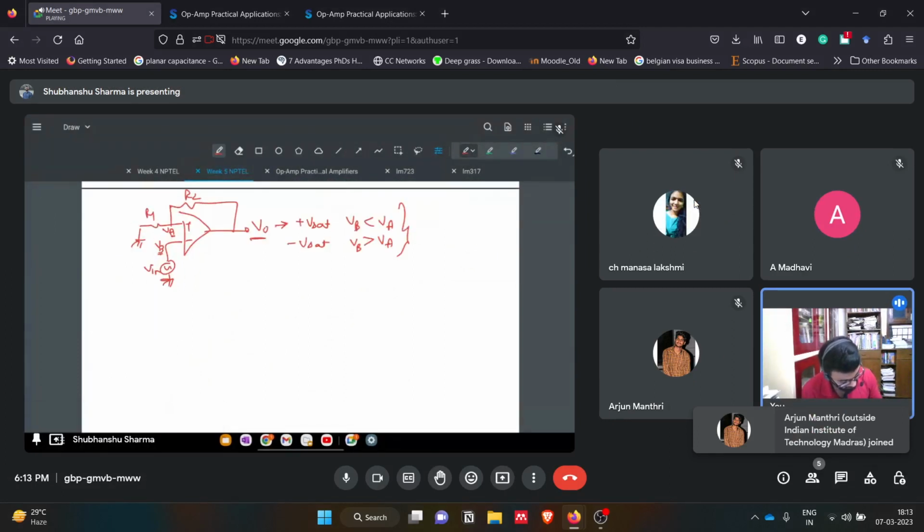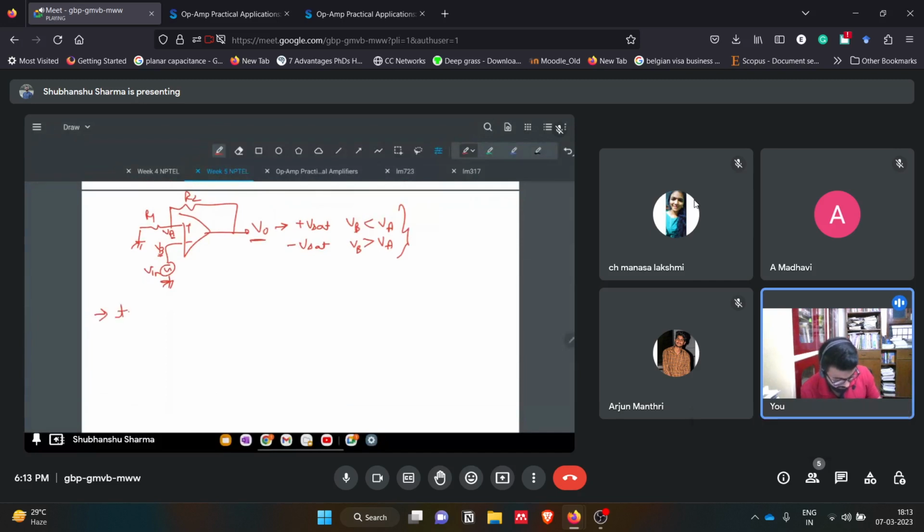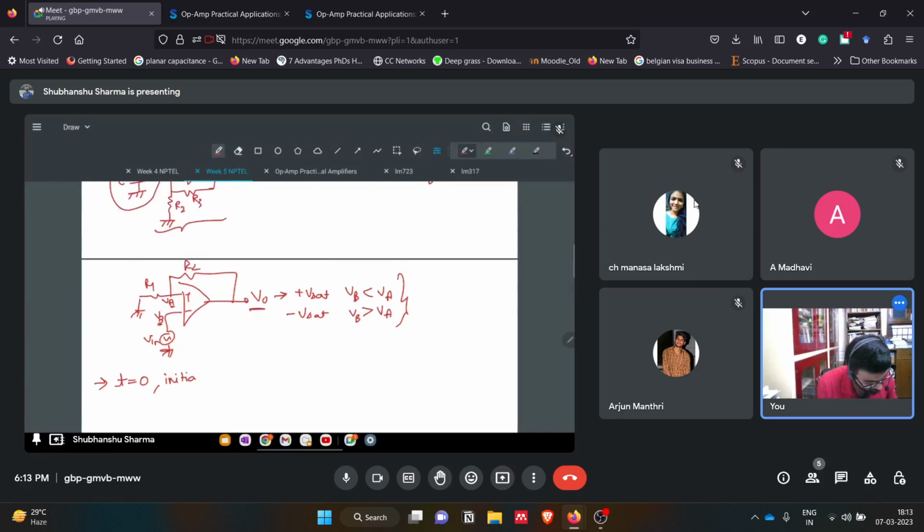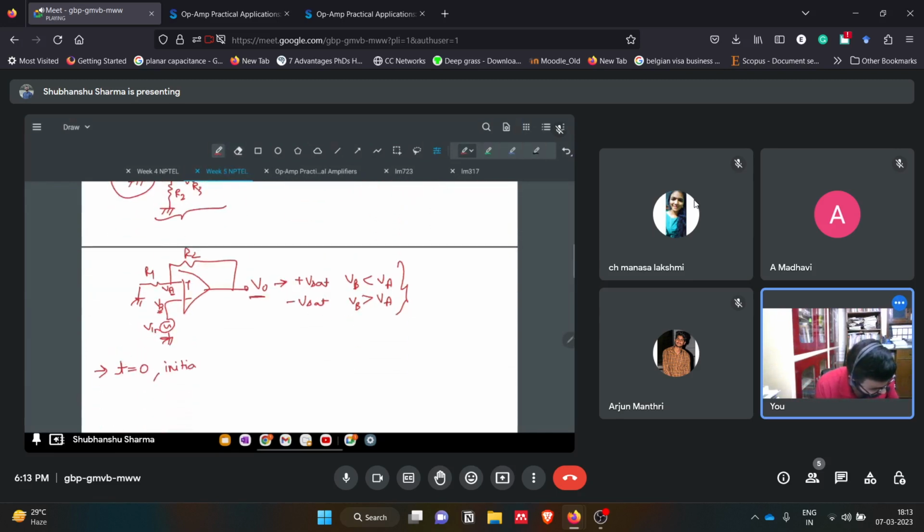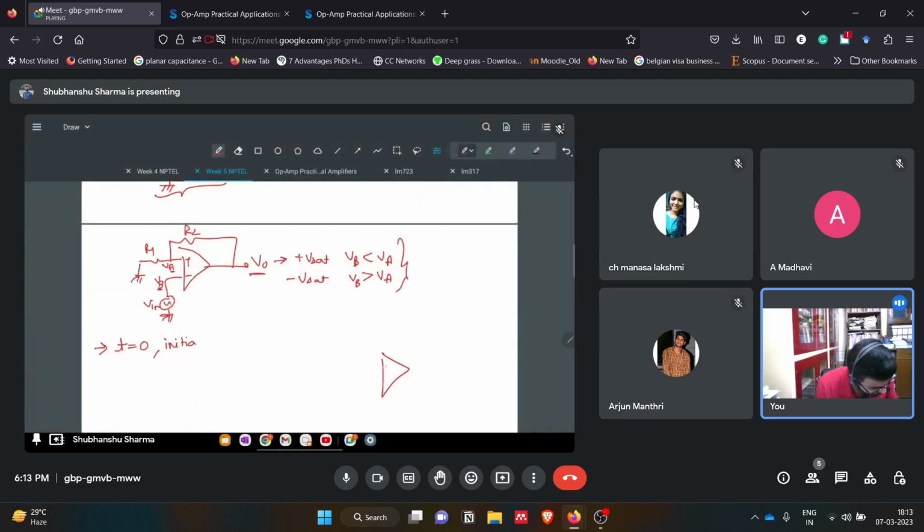So we'll start at t equals 0. We are assuming an initial voltage for convenience. I will make the circuit here. This is plus, this is minus.